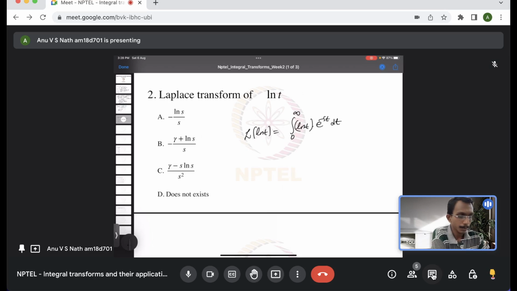We have one option here, whether this integral exists or not. Option D is also there. While you try, you will know whether it exists or not, right? Anyway, I'll wait for a while.